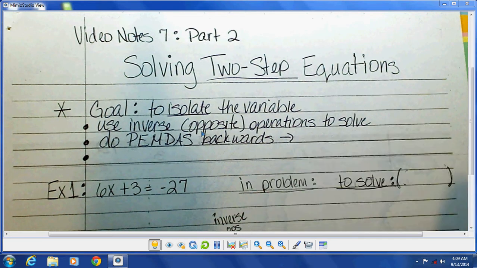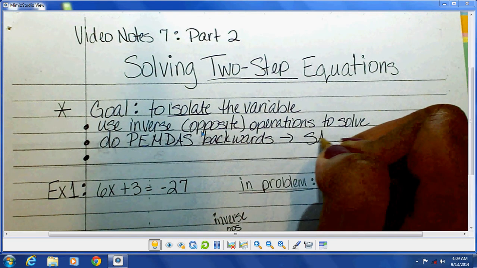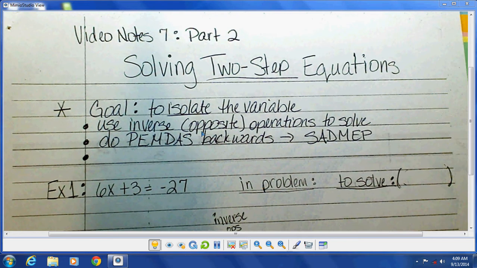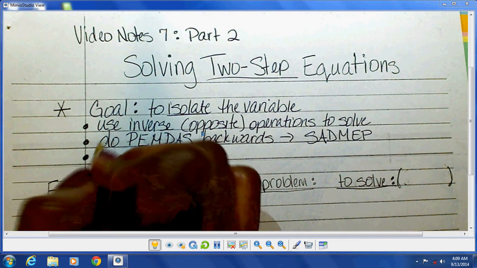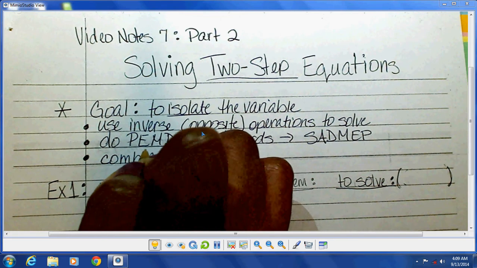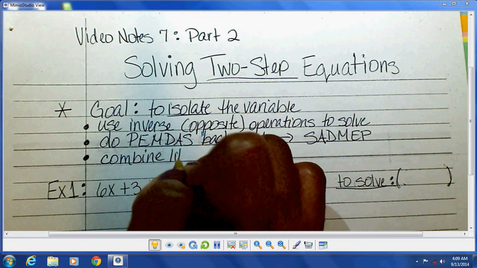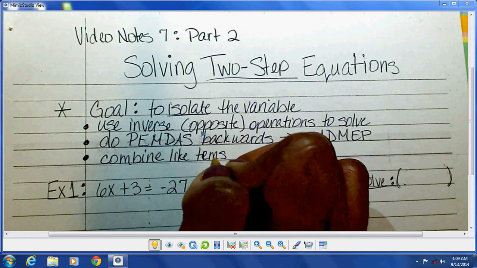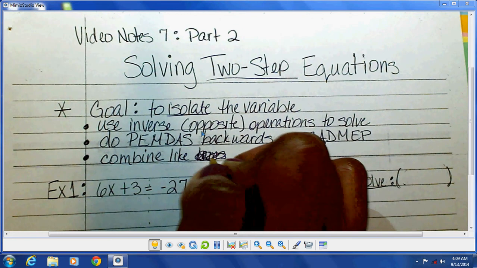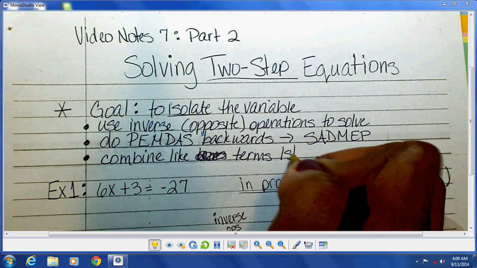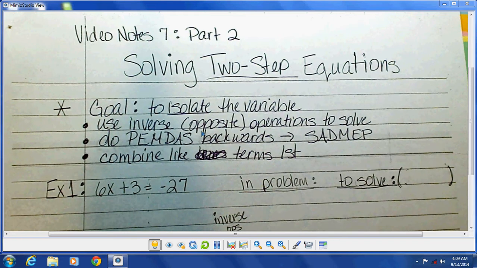Basically what we are doing is we are combining like terms. So we're going to combine like terms first. Sorry, I can't spell, people. All right, let's get started.